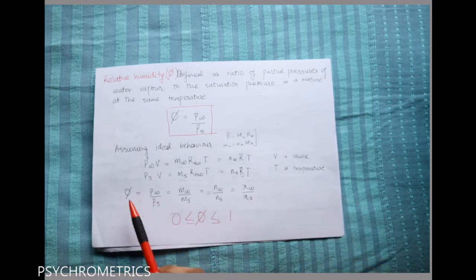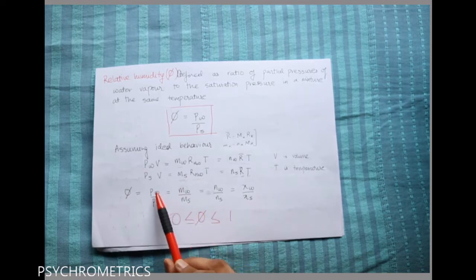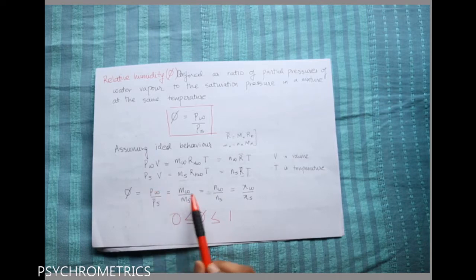Now, the relative humidity is bound by two values, which is 0 and 1. That is, the pressure of the water vapor or the mass of water vapor in a mixture can be 0, or it can be equal to the mass of water vapor at saturated condition. So it can be any value between 0 and 1.